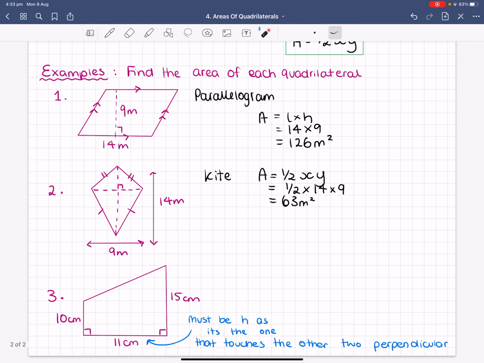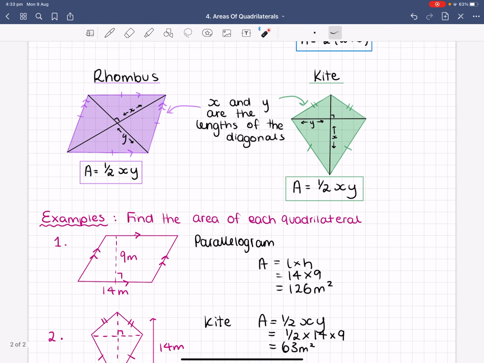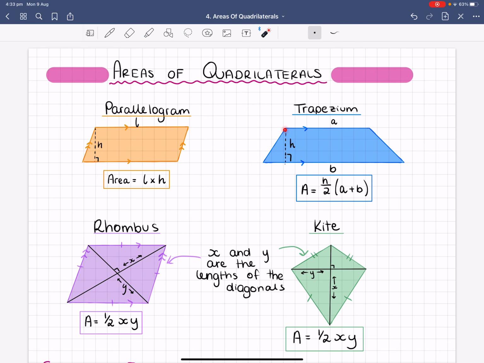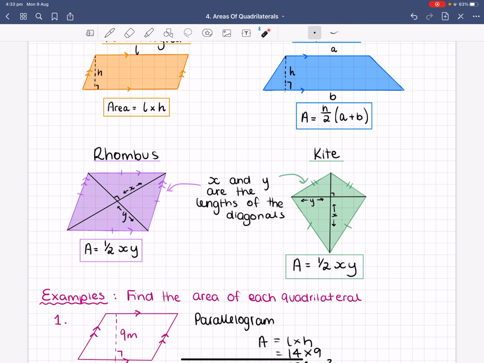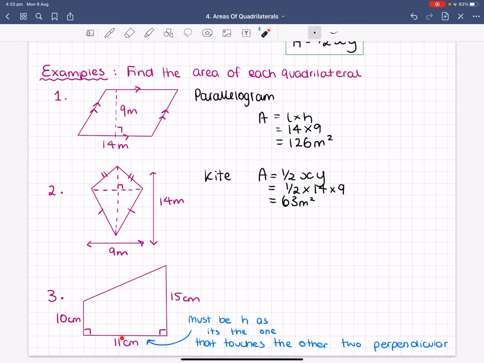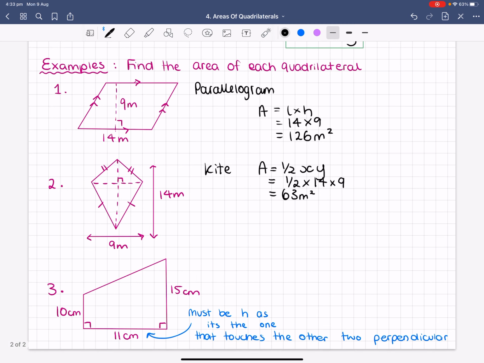So this 11 has to be classified as the height, not this, because the height, as you can see, is the perpendicular height. So it meets at a right angle, which is this. Okay, that's the height because they meet at right angles, and that's your a and b. So our area, this is a trapezium.